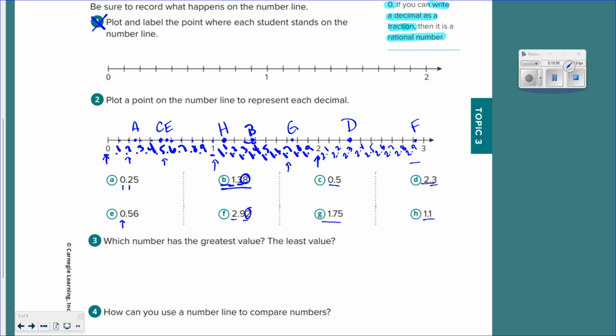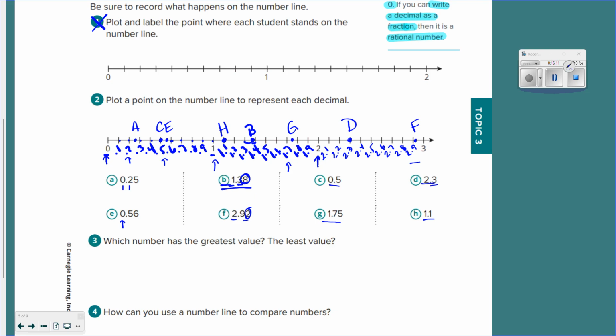Any questions on any of those? Okay. So I think you're seeing the biggest thing to do on this is just go by your place values, guys. Start with your whole numbers, go to the tenths, go to the thousands. That's going to show you where in that interval it's going to be.